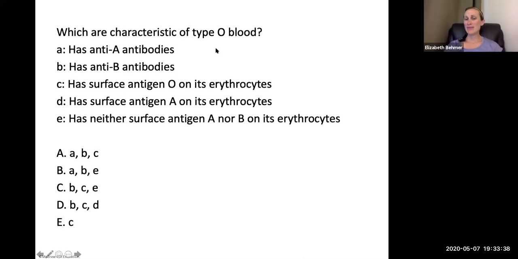Just real quick, type AB blood is the opposite. Because AB blood has A and B surface antigens, it won't create any antibodies to attack its own cells, if that helps you kind of make sense of that.